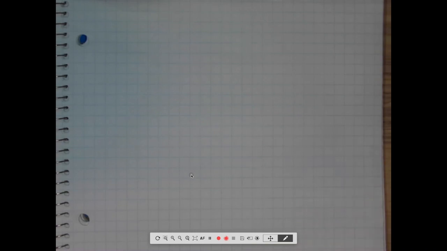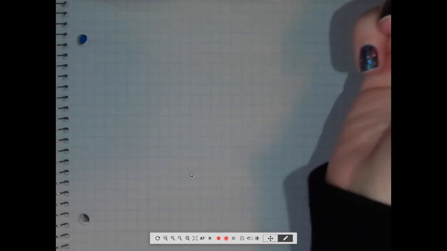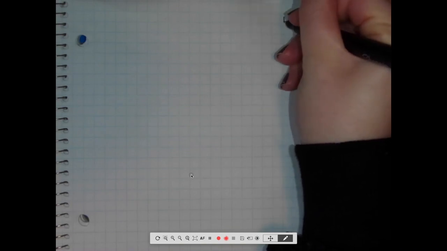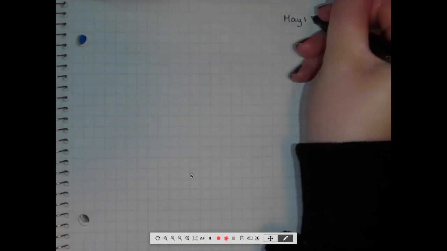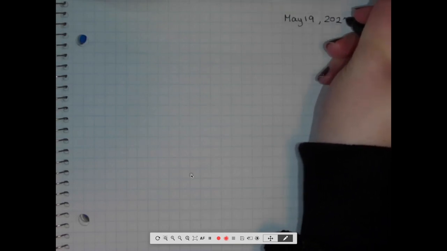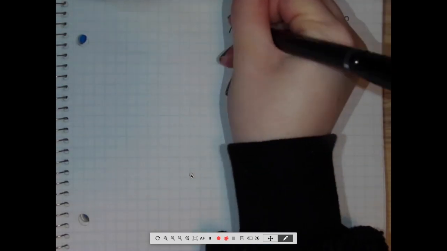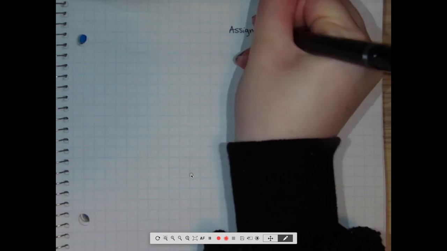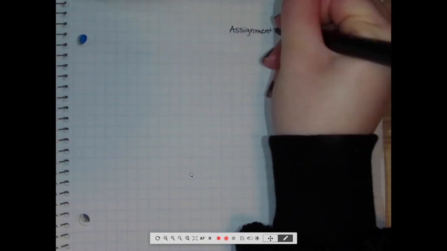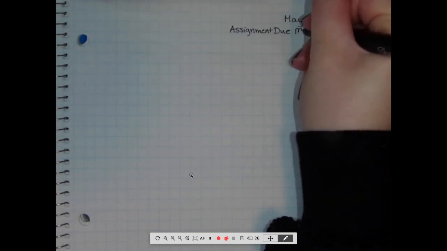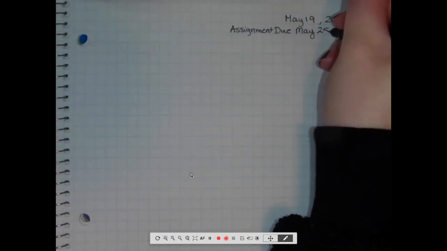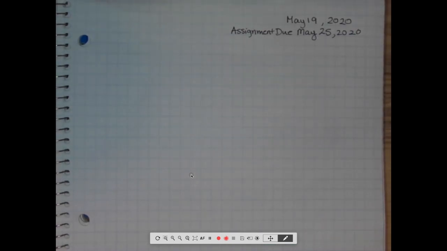First big thing to say is that this week's math is way easier than last week's math. So today, it being May 19th of 2020, your assignment will be due May 25th. So next Monday, or this Monday, however you choose to say it. And today we're simply looking at the volume of a rectangular prism.